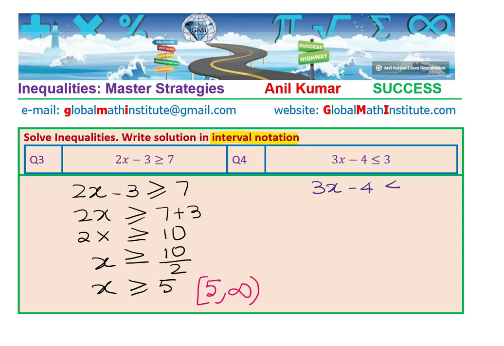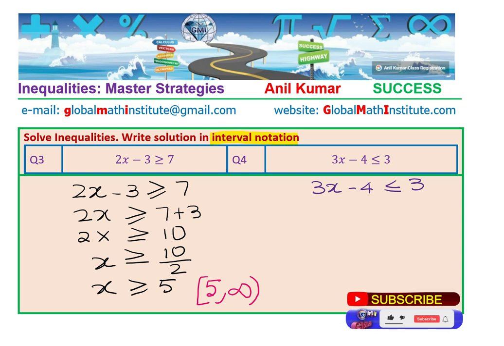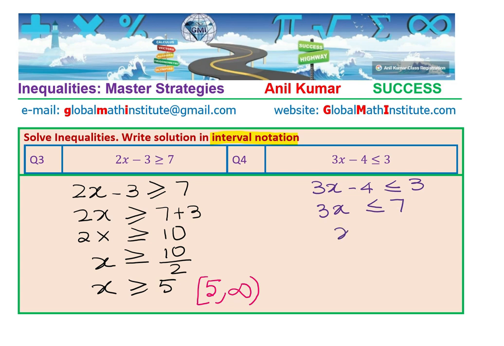minus 4 is less than equal to 3. So here also one end will be closed, right? Included. So we'll add 4 on both the sides. We get 3x is less than equal to 3 plus 4, which is 7, right? Dividing by 3, we get 7 over 3. So you get answers in fractions also.